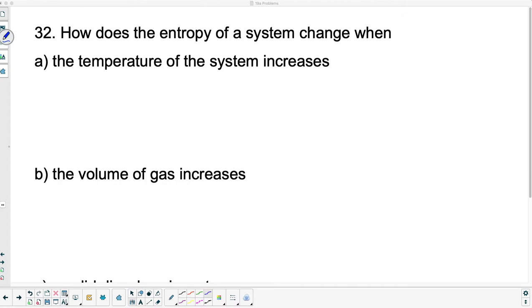The next part, number 32. I have a feeling we may get to this and part of 38, and I may just push to the end. How does the entropy of a system change when the temperature of the system increases?